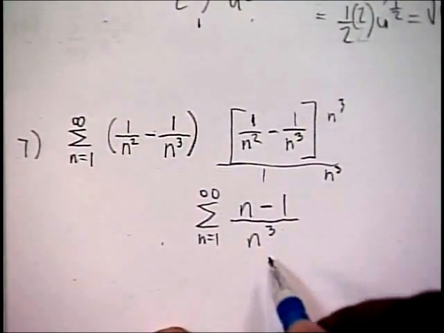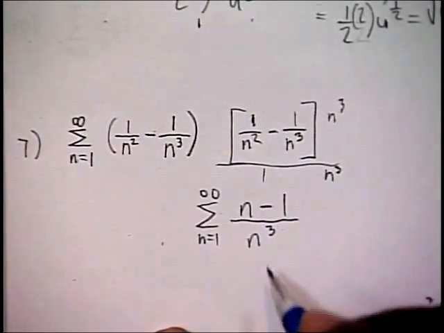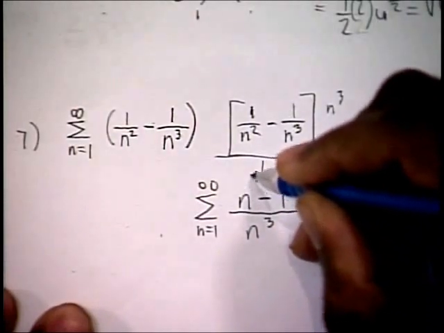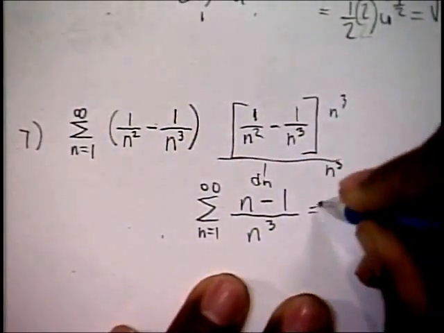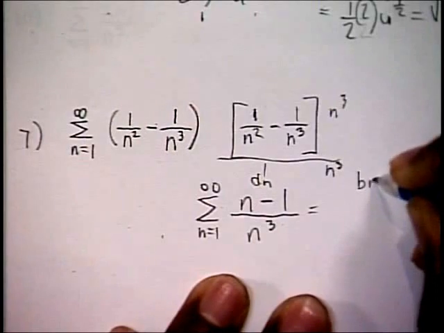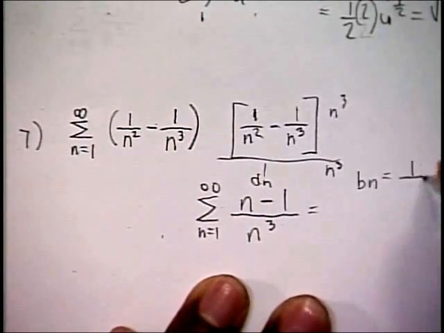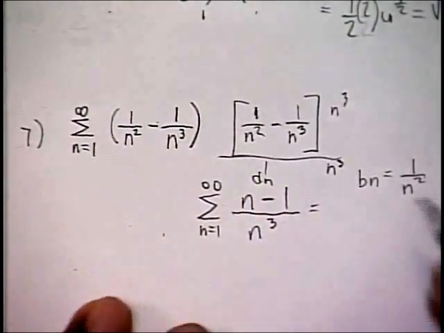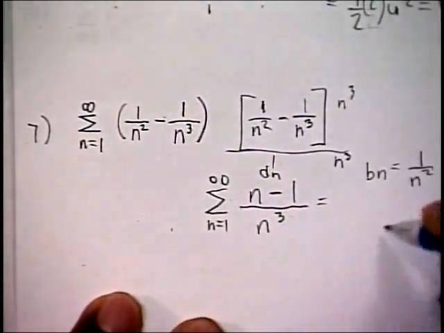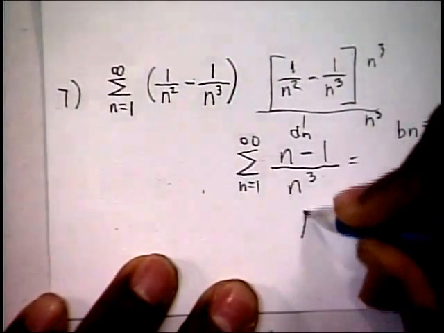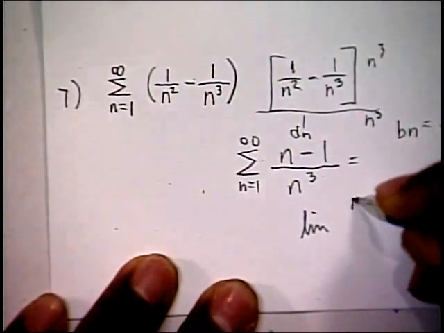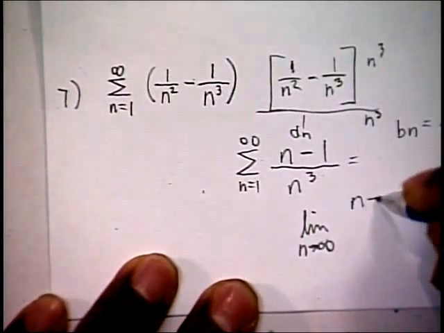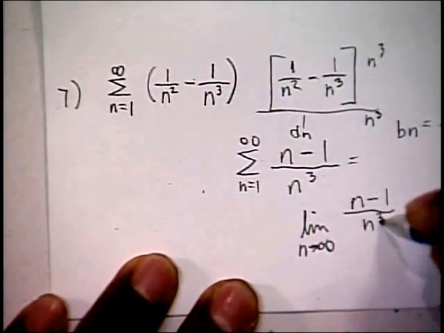Let's call this our a sub n. Let's make b sub n 1 over n squared, just analyzing both degrees there. We only have a little time left. So let's take the limit as n goes to infinity of n minus 1 over n cubed divided by 1 over n squared. This is a p-series, that's a p-series that converges.